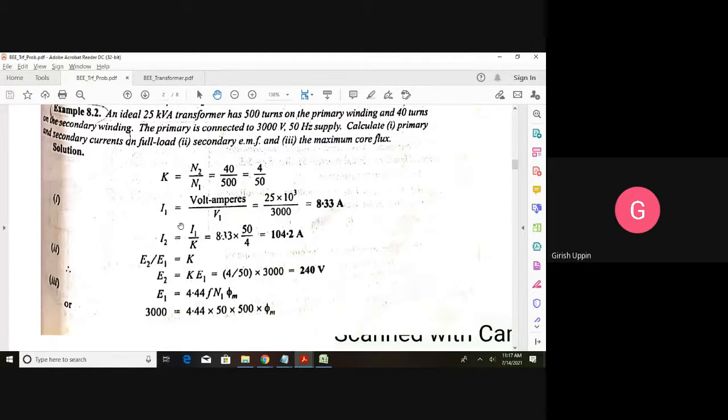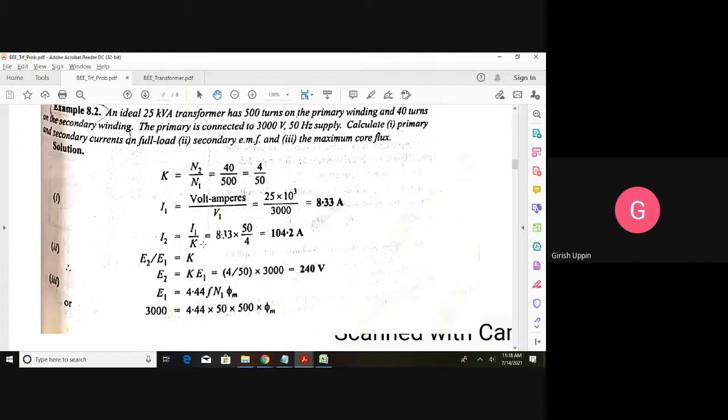Once we know the full load current, either you can use V2 I2 is equal to 25,000, or you can use the voltage transformation ratio. K is equal to I1 by I2, or I2 is equal to I1 by K. You can use any method, you will get the same answer. So 8.33 into 50 by 4, we get 104.2 amperes. Now you can observe, on the primary side, the voltage is high and current is low. On the secondary side, the voltage will be lower and the current higher.